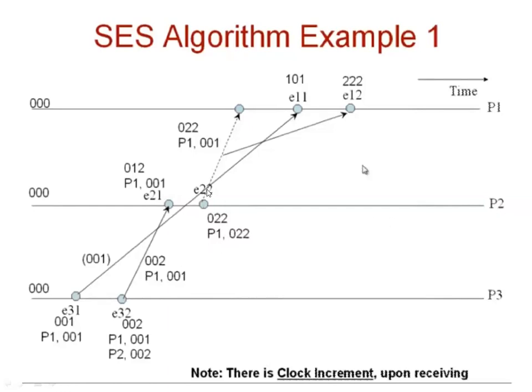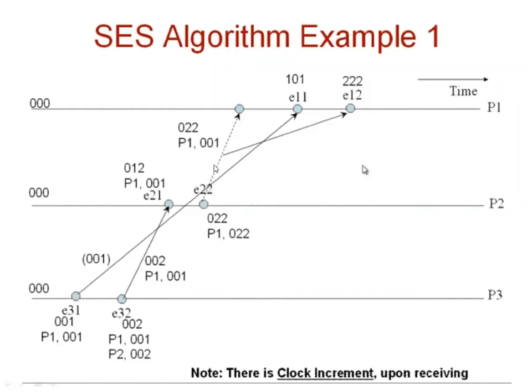But while sending the message from E22 to the process P1, it will send this timestamp, but it will not send this value. Why will it not send it? Because of the previously stored value, which is P1 001, because P1 is more concerned about its knowledge of how many messages preceding this particular message have already been sent to the process P1. So instead of sending P1 022, it will send a message with the timestamp 022 and the previously received vector, that is P1 001.